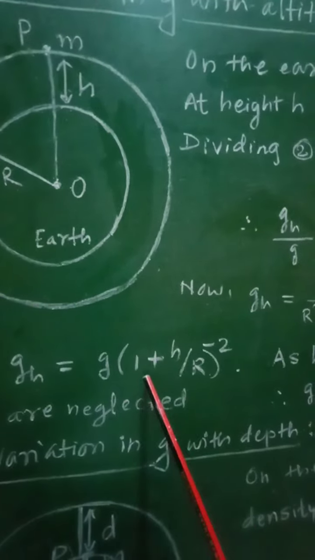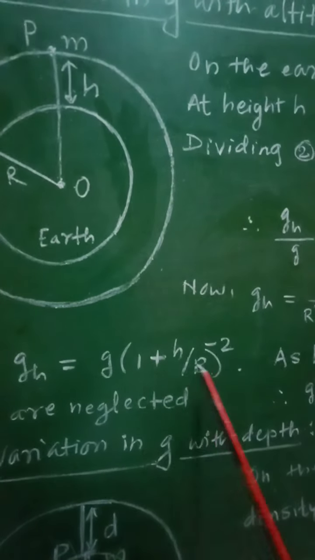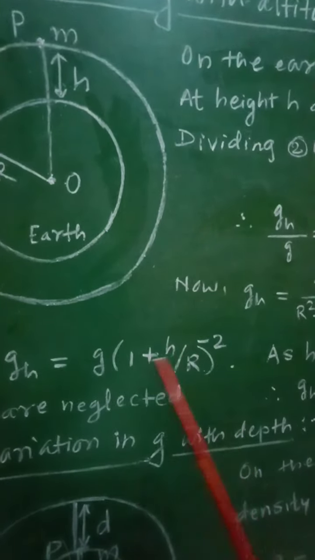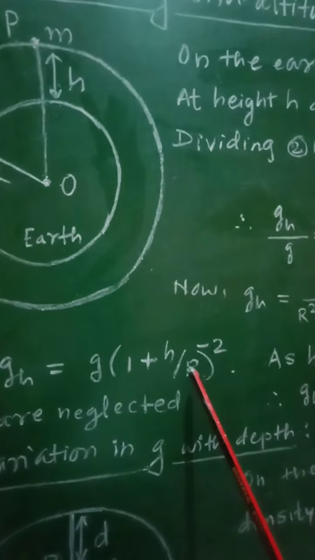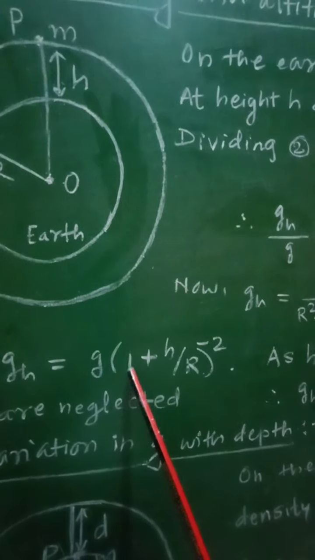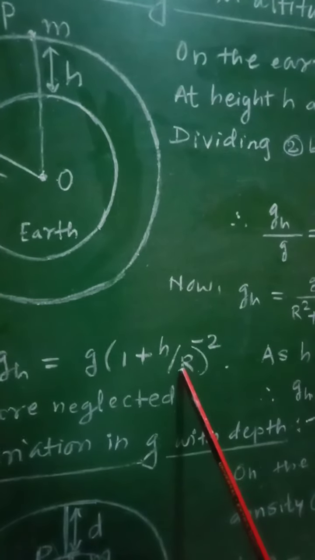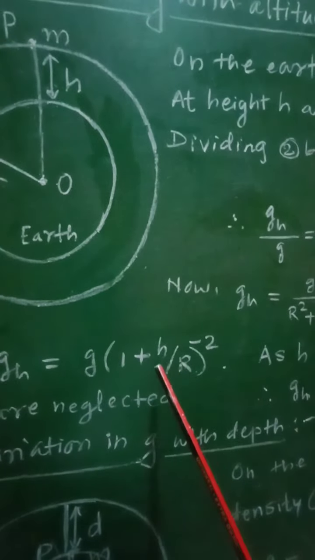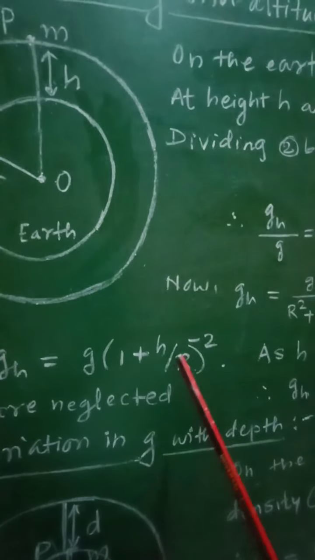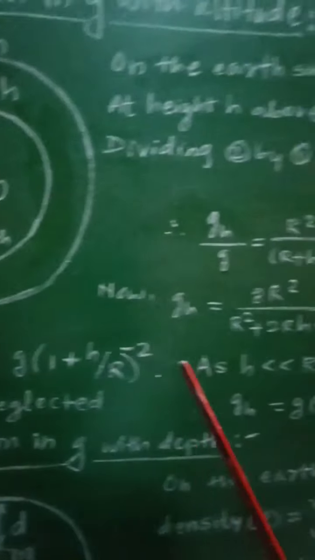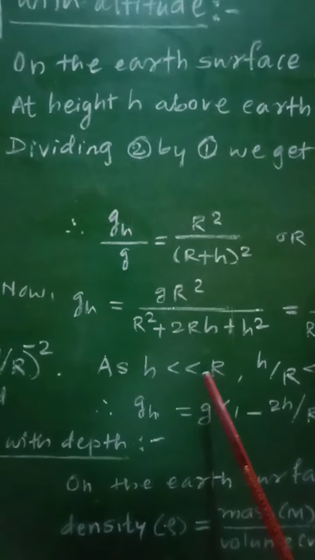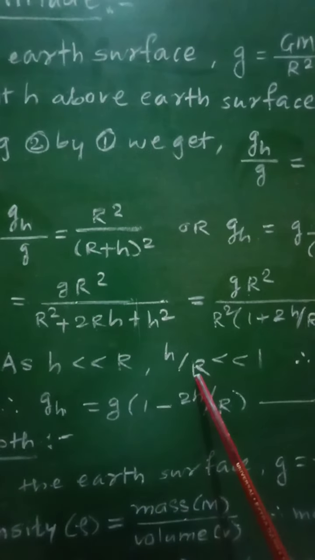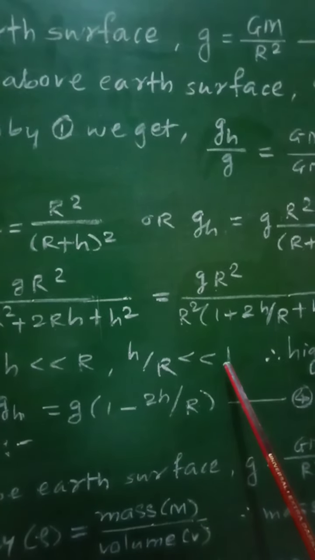Now by using binomial expansion, if this bracketed term is now expanded, then we will get 1 minus 2h upon r plus higher power terms of h by r, that is h square by r square, h cube by r cube, and so on. But in this case, as h is very less than r, therefore h by r will be very small as compared with 1.